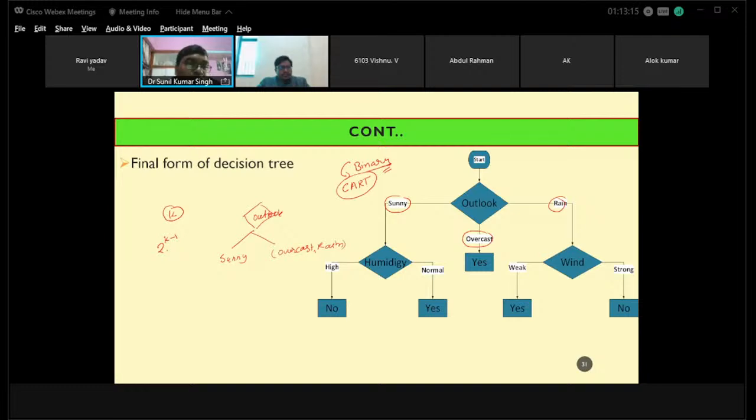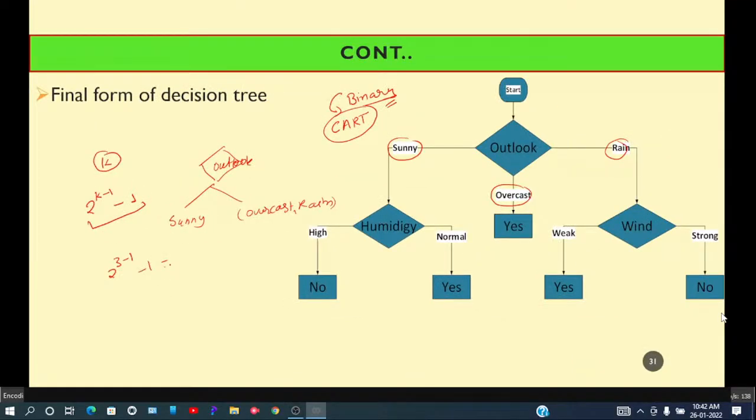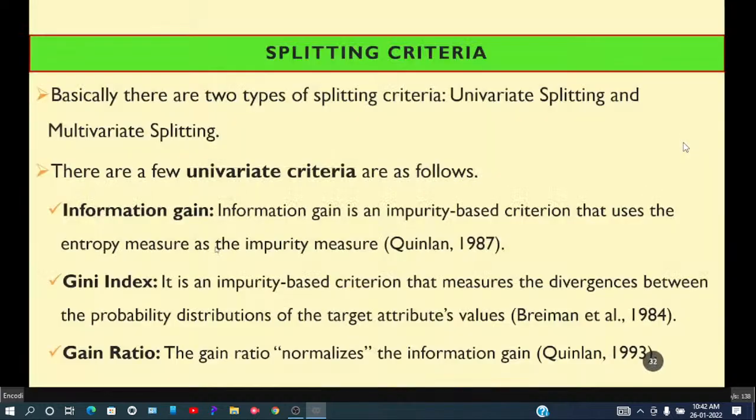Combinations 2 raised to the power k minus 1 and whole minus 1. Here in this case, three possibilities are there. So you can see 2 raised to the power 3 minus 1 minus 1. So here 2 raised to the power 3 minus 1, that is 2 raised to the power 2, that is 4. 4 minus 1, that is 3. So in this way, you can calculate the combinations and you can apply this algorithm. So this is the working of ID3 and CART algorithm.